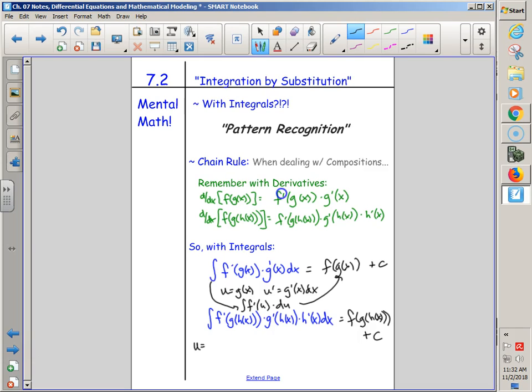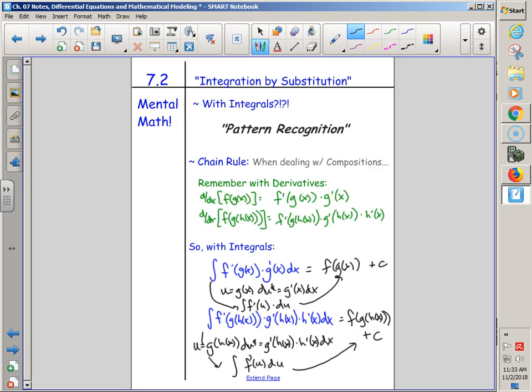And so in this one, what would your u be? Well, your u would be g of h of x. Your u prime, or your du, technically is what we're doing now, same idea as u prime, just in differential notation, would be g prime of h of x times h prime of x, which maybe you'll have and maybe you won't. But if you do have it, well, sweet. You could just make this the integral of f prime of u du, which I could just go straight back to f of u.